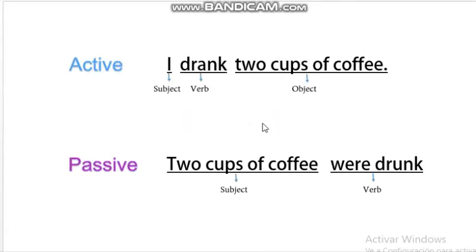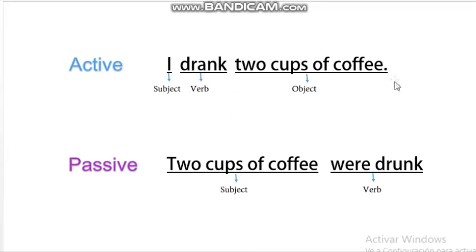As we can see in these two sentences, one is in active and the other is in passive. The sentence in active begins with the subject, the verb, which is in simple past, and the object. So, I drank 2 cups of coffee. I is the subject, drank is the verb in simple past, and 2 cups of coffee is the object. But what happens when we change to a passive form?